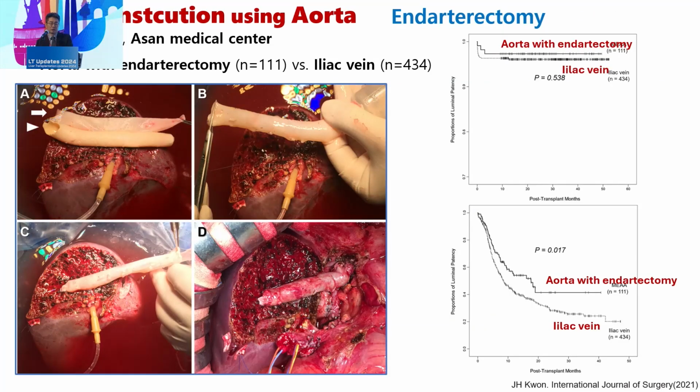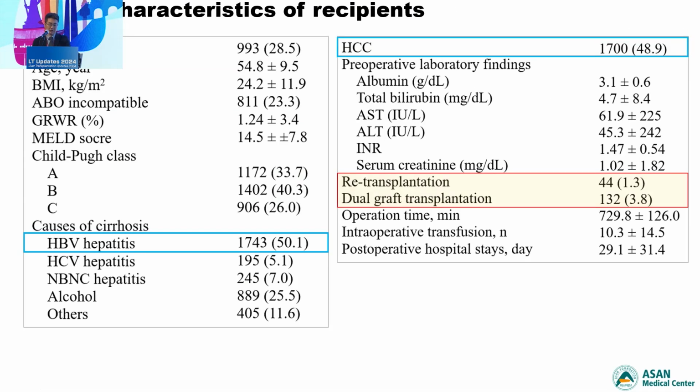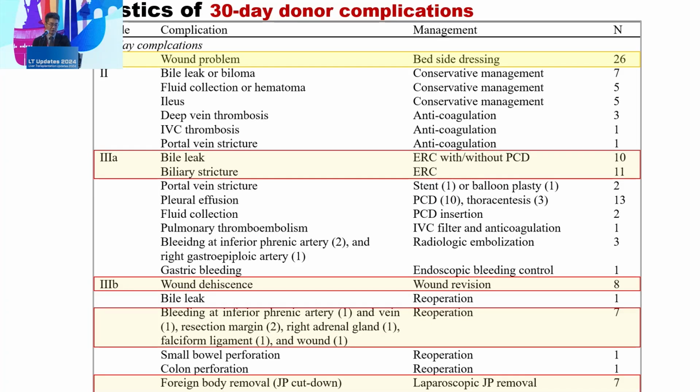And 3 years ago, our center reported the outcome of the endarterectomy technique in the case of middle hepatic vein reconstruction using the aorta. We considered this surgical procedure in our analysis. And this is the general characteristic of living donors, including graft factors and anatomic characteristics, including variation. And this is the general characteristic of recipients.